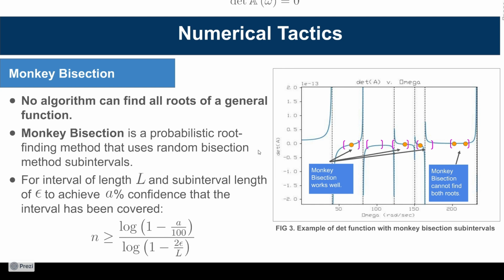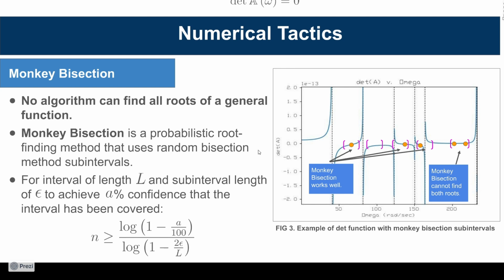Monkey bisection is just like the bisection method, but instead it picks random subintervals of a given large interval to apply the bisection method to. I call it monkey bisection because this random method of trying to find roots is similar to a monkey throwing darts at a dartboard.